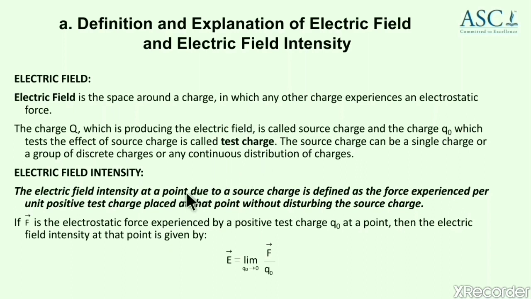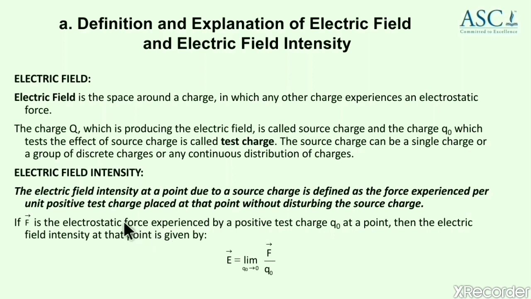Now the next question arises: how do we measure it, or how do we write it mathematically? For that, here is the important definition, and it comes under electric field intensity. What is the intensity of the electric field around that charge comes under the electric field intensity definition. The electric field intensity at a point due to a source charge is defined as the force experienced per unit positive test charge placed at that point without disturbing the source charge.